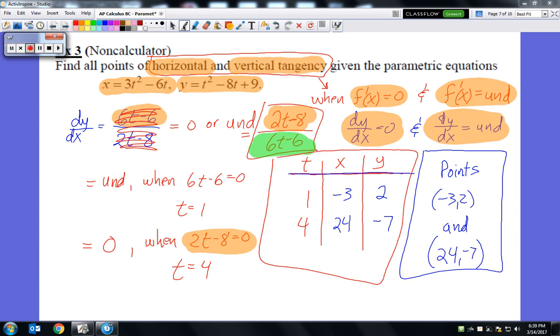Let me check this as I go through. I would get 3 minus 6 is a negative 3, and I would get, yep, that one does work out, negative 7 plus 9 is 2. So negative 3, 2 is the first point, and 24, negative 7 would be the other point. All right.